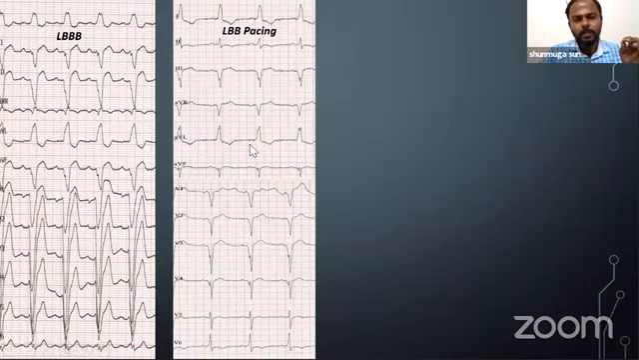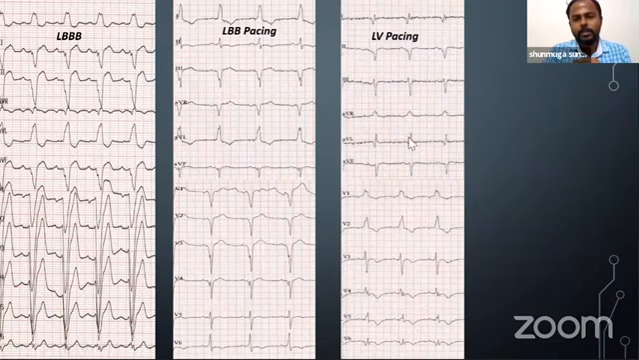So left bundle pacing alone is not sufficient, because with this QRS duration you definitely cannot leave the patient, as his LV is not going to improve. So we need one more companion. We know there is one more option, a good option, which is conventional CRT. You can put one lead in the coronary sinus. This is coronary sinus lead pacing, where you got a QRS of around 160 milliseconds.